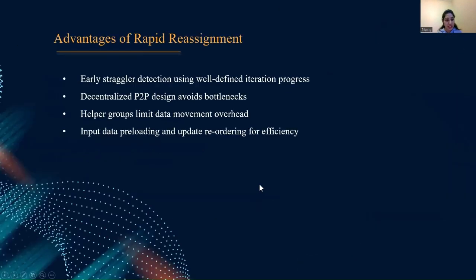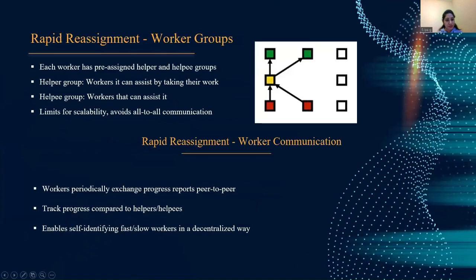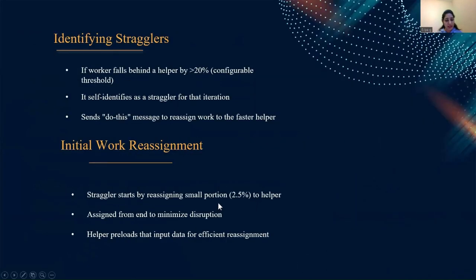And the initial work reassignment: stragglers initiate the reassignment process by redistributing a smaller portion, typically 2.5% of their workload, to a faster helper. This reassignment is carefully managed to minimize disruption, typically starting from the end of the task queue. Additionally, the helper preloads the input data required for the reassigned task to ensure efficient execution.